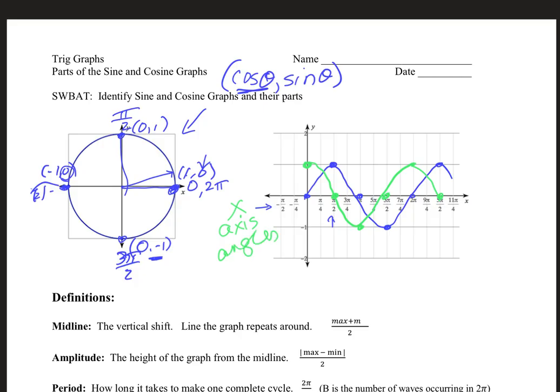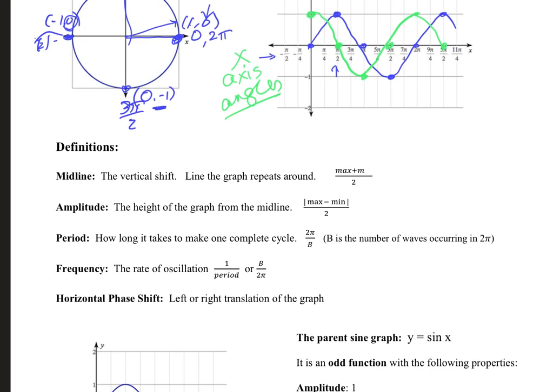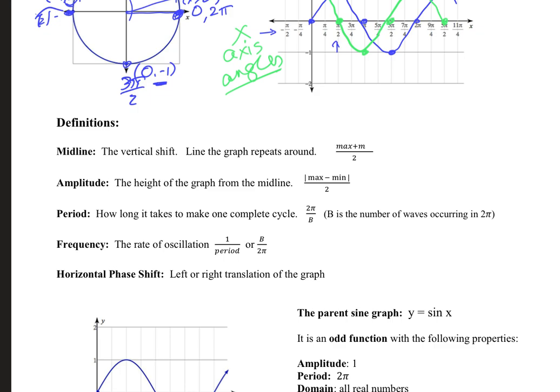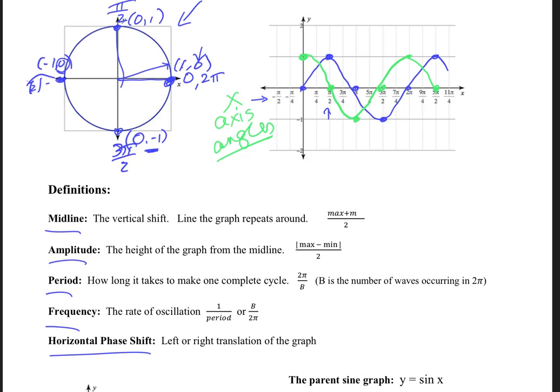and our y-axis is our sine or cosine, depending on what you're graphing. So those are our basic sine and cosine graphs. They have certain characteristics that we need to keep track of, and these are them to begin with. We have our midline, which is simply the vertical shift. The midline, if you look at the regular graph, where can I look at?